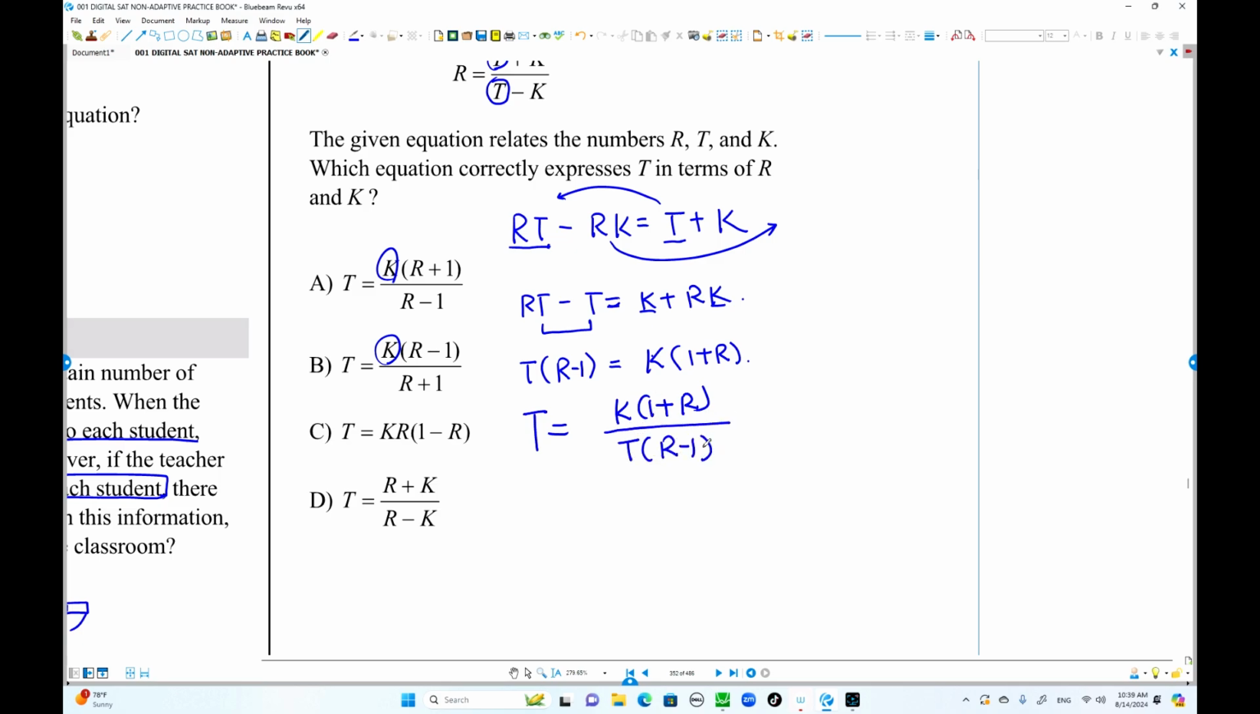Which one is equivalent? Choice A is this, right? I'm sorry. This one, okay? R minus 1.